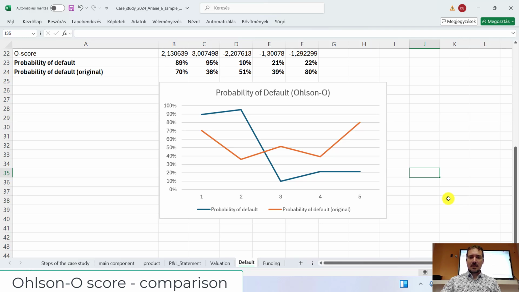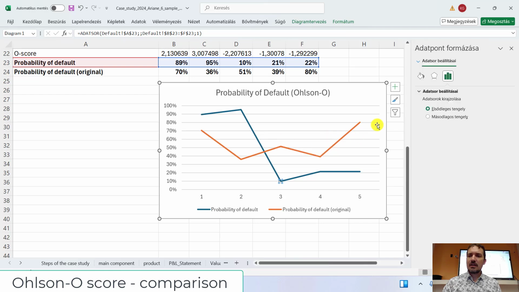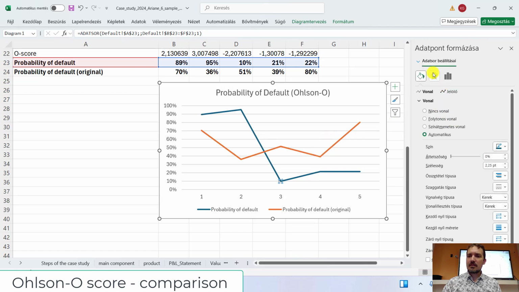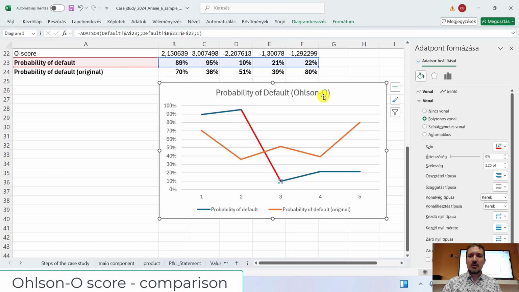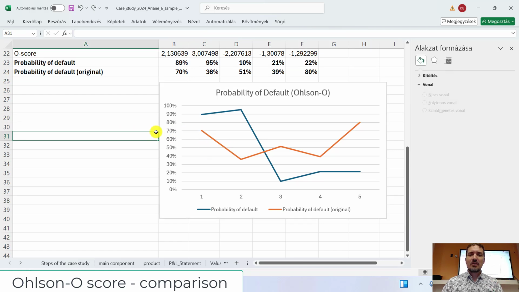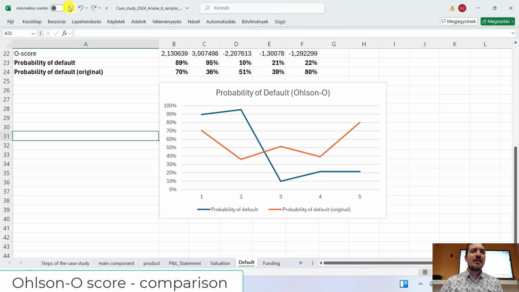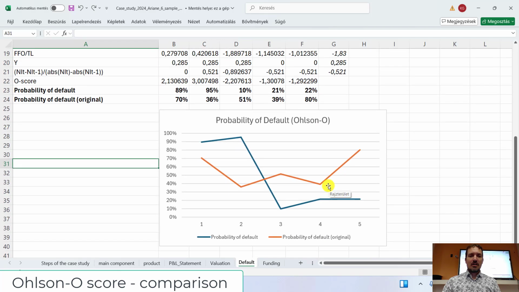Okay, so can I make it nicer? This is red. I mean, the whole thing should be red. Okay, so beautification will happen later. So we can see that, okay, this is the added value that in the second year I nearly defaulted, but and also in the first year, but after that it started to recover. So this is way better.